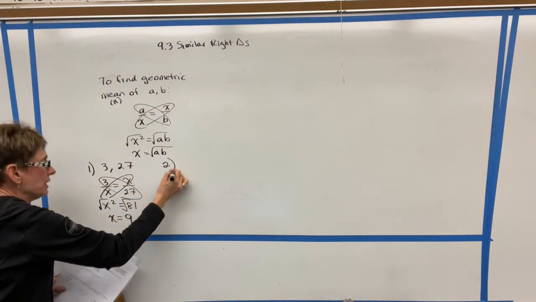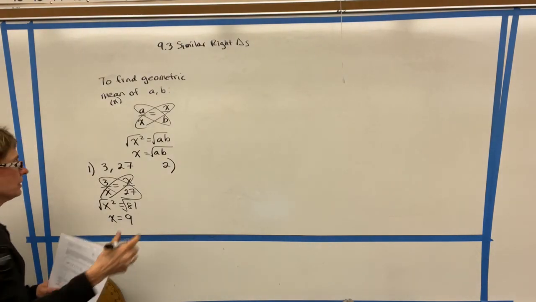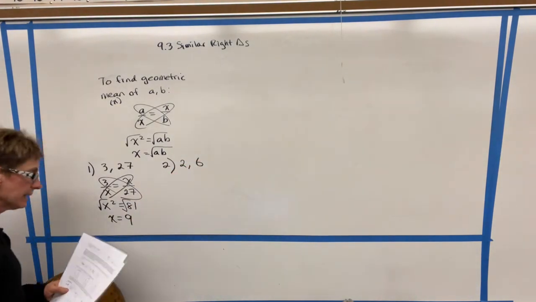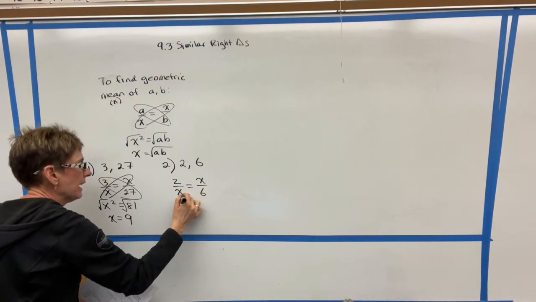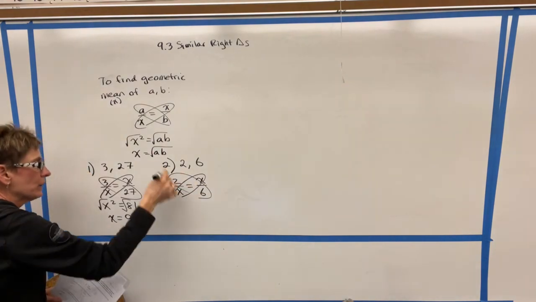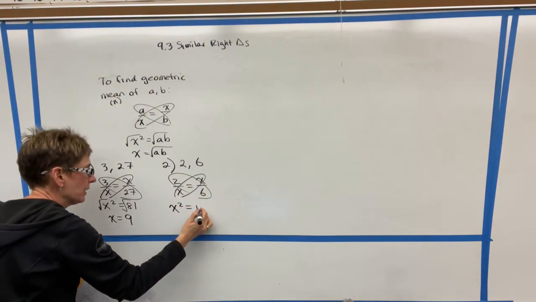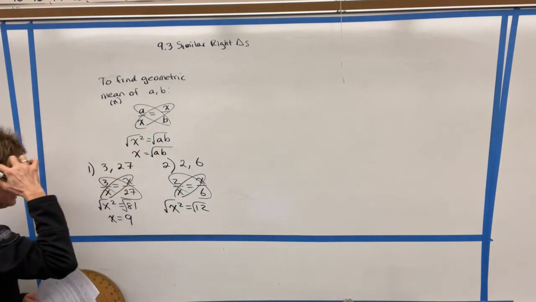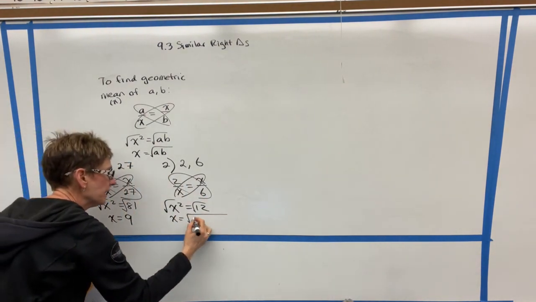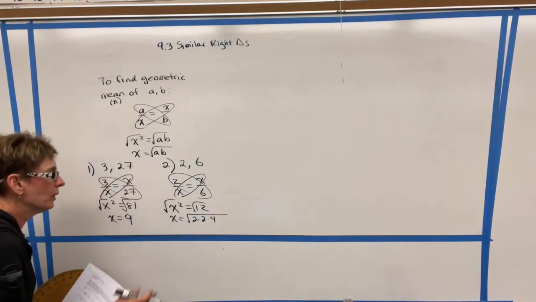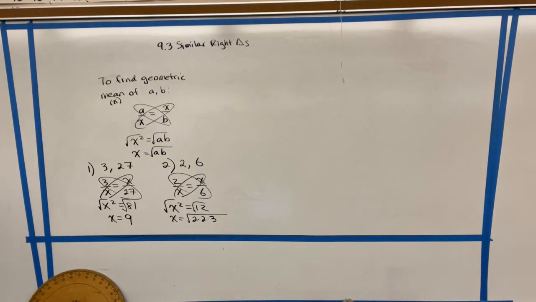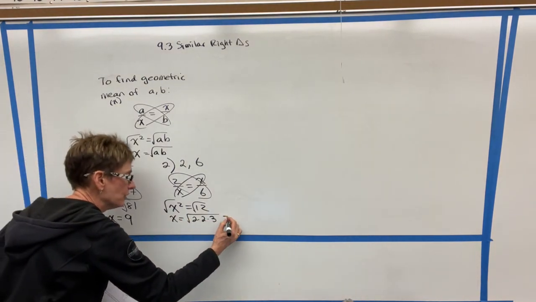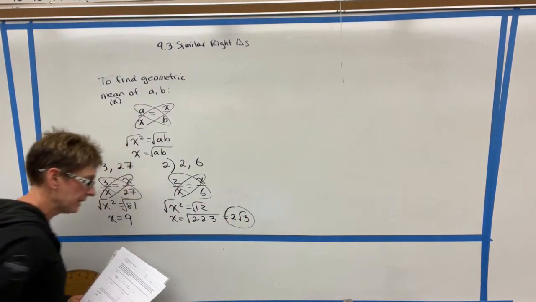Okay, let's do another geometric mean problem. Let's do the geometric mean of 2 and 6. Again, we would take 2 over X and set that equal to X over 6. We cross multiply and get X squared equals 12. And remember, anytime we're taking the square root, we need to pull out pairs. 12 is 4 times 3, which is the same thing as 2 times 2 times 3. So if we take out a pair of 2's there, we get 2 radical 3 for our answer on that one.